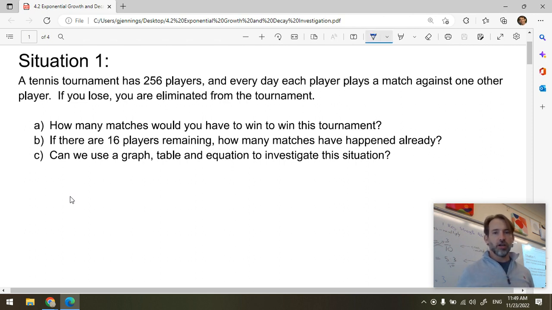If we start such a tournament with 256 players, and every day each player plays a match and gets eliminated, how many matches would there be in this tournament if you were one of these players? How many matches would you need to win in a row if you were to win this tournament? You'd say 8? How do you know this?